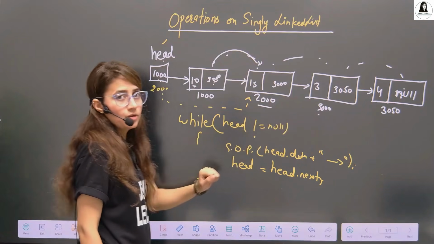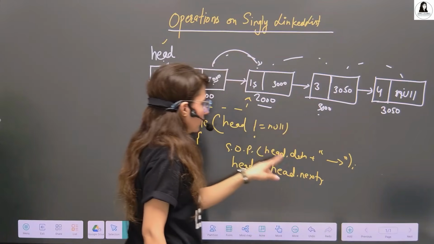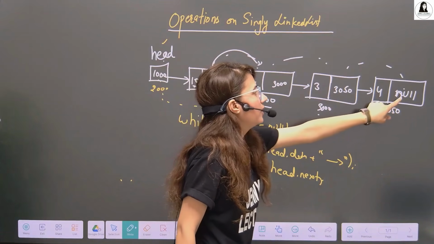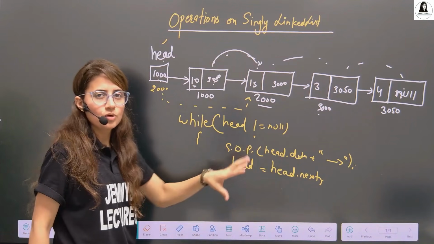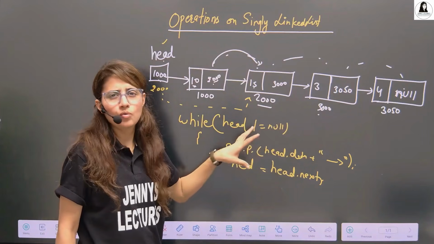In head now we are having 3000. Head is not null. Again print the data. Move this. Then we can see that head is not equal to null. Print the data. Again head is equal to head next. So now in head we are having null. Again check the condition. Head not equal to null? No, head is null. So stop.